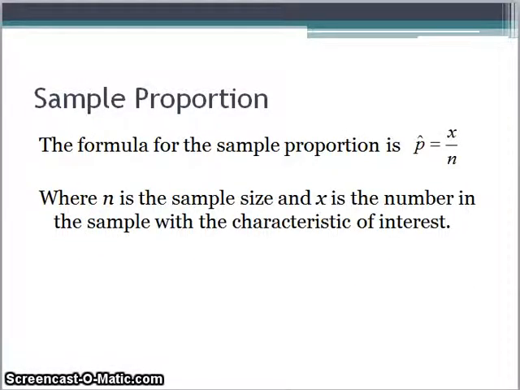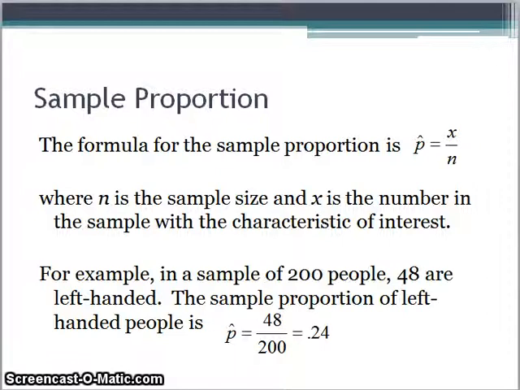So the calculation for p hat is pretty simple. It's just the number in the sample with some characteristic of interest divided by the sample size. So for example, if we have a sample of 200 people, 48 are left-handed, x is 48, and n is 200. So 48 would be, in terms of StatCrunch, the number of successes, and 200 would be the sample size. So here our sample proportion is 0.24.